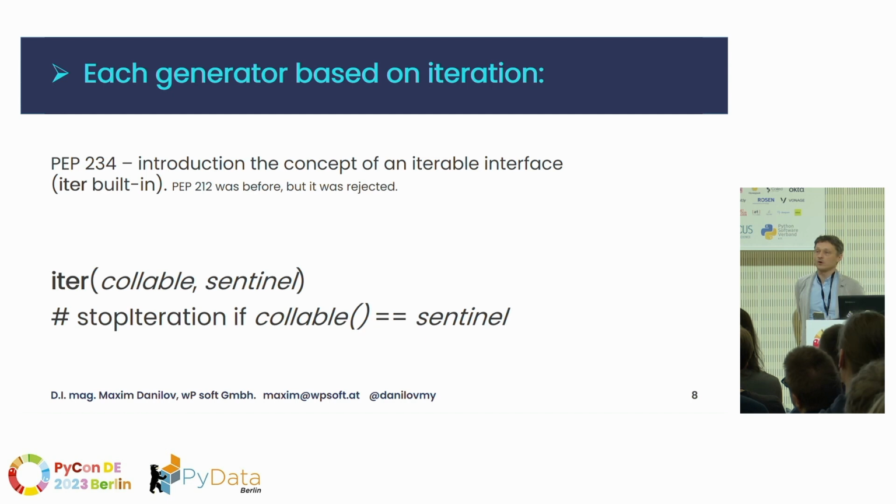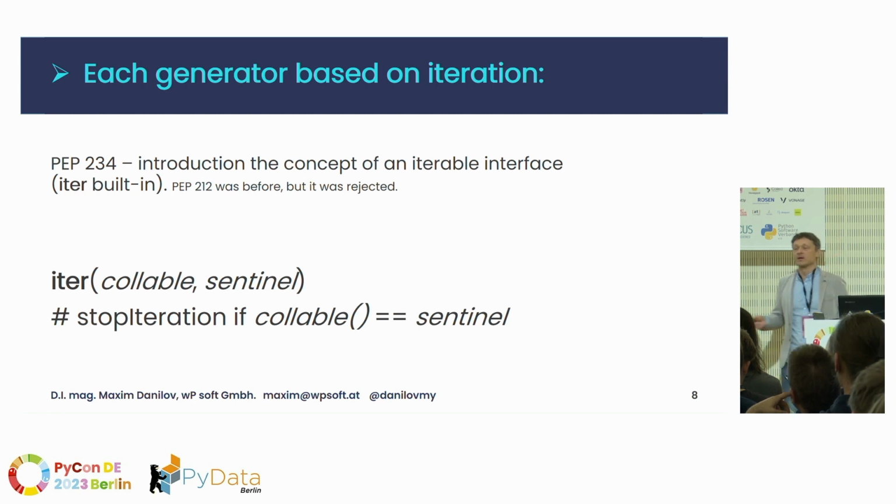The introduction of this concept in Python was in PEP 234. And the iter function was also introduced there. This is really interesting. Before that, there was already an introduction about iterations in PEP 2012, but it was too early for the Python community, and this idea was rejected. Okay, right now we have the iter function, we have the iterable interface.